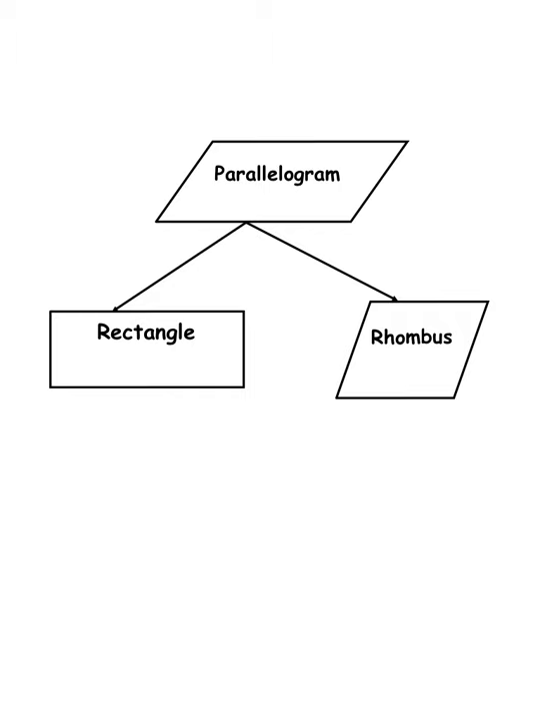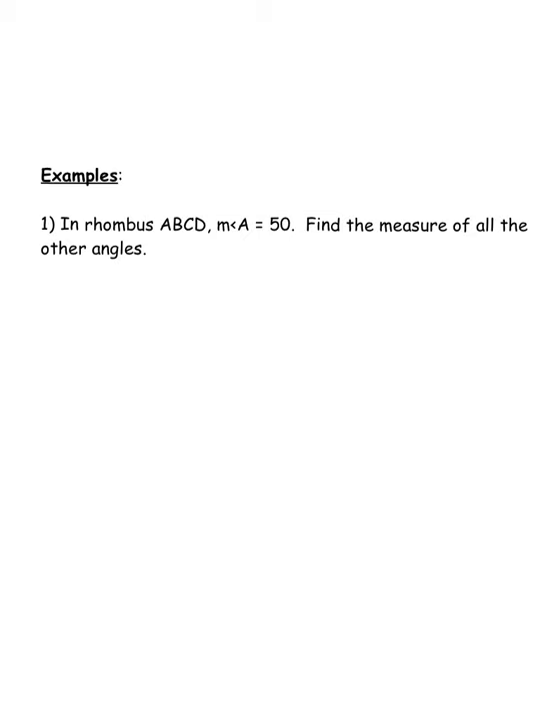So once again, if we go back to that family tree of our quadrilaterals, a parallelogram has its unique properties. A rectangle has all the properties of a parallelogram, plus some of its own. And a rhombus also has all the properties of a parallelogram, plus some of its own that make it unique.